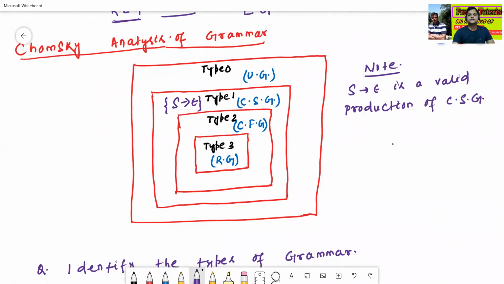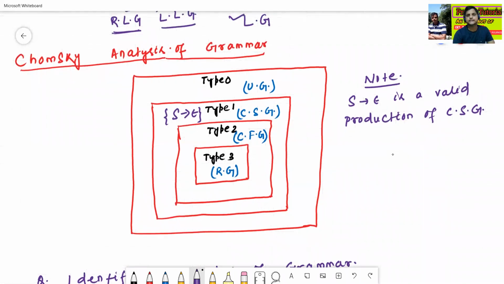Okay, the next point is the Chomsky hierarchy of grammars. Here we have already discussed type 3, type 2, type 1 and type 0 grammar. What is type 3 grammar? Type 3 grammar is called regular grammar. What is type 2 grammar? Type 2 grammar is called context free grammar. What is type 1 grammar? Type 1 grammar is called context sensitive grammar. What is type 0 grammar? Type 0 grammar is called unrestricted grammar.